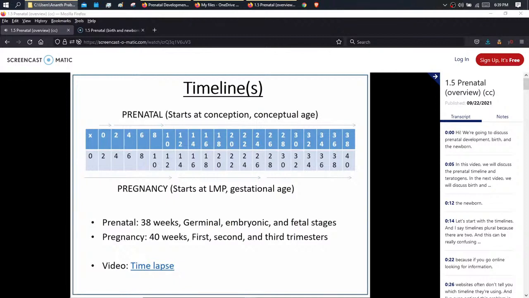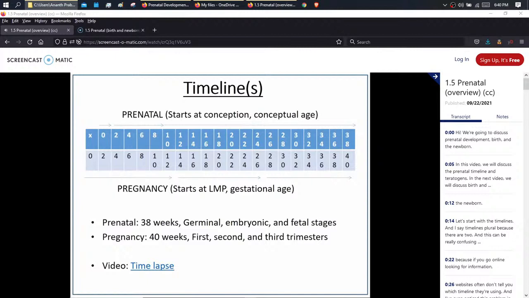The prenatal timeline starts at conception, also known as fertilization, and it goes for 38 weeks. The prenatal timeline is divided into 3 sections of unequal lengths. We'll talk more about those on the next few slides.